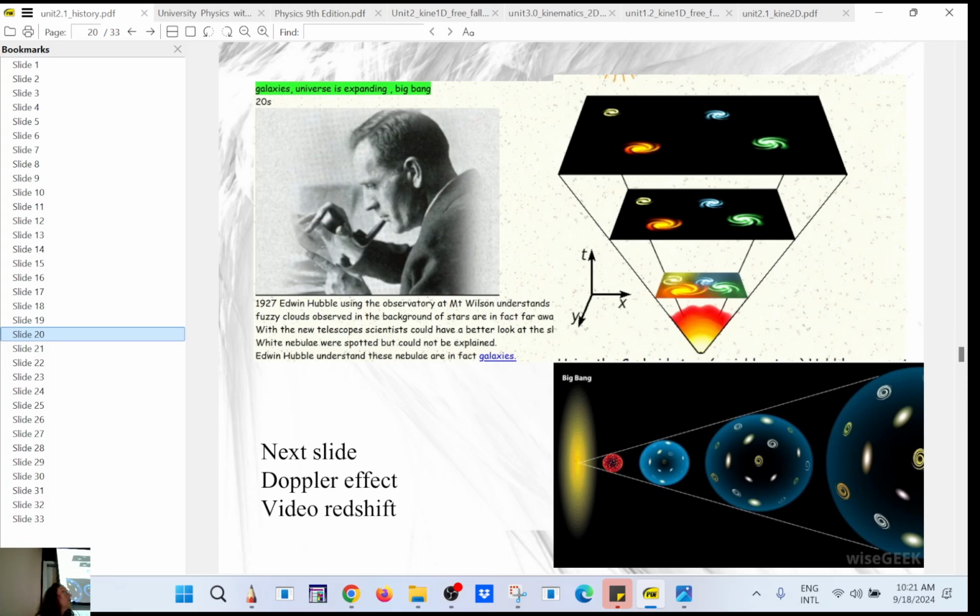So when it's coming towards you, it's going to be high frequency. Away from you, it's going to be low frequency. Right? It's called the red shift. Yeah. So towards you, higher frequency. Away from you, lower frequency.